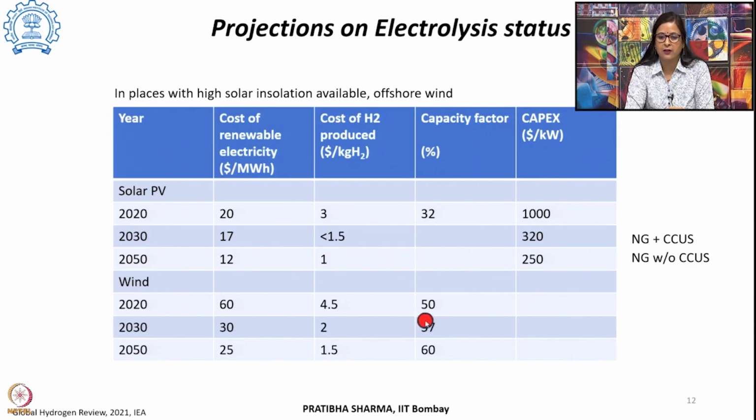a higher cost of hydrogen being produced, considering a capacity factor of 50%. But it is expected that by 2030 the cost of renewable electricity from wind will come down to $30 per megawatt hour, and then the hydrogen production cost will be $2 per kg, considering the capacity factor of 57%, considering wind turbines which are larger in size. And then in 2050 this renewable electricity price may go down to $25 per megawatt hour, resulting into the cost of hydrogen being produced to $1.5 per kg of hydrogen, considering a capacity factor of 60%. So, this is how the scenario will change.